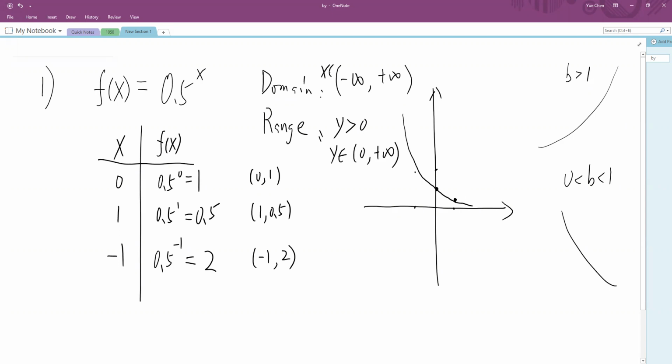So x belongs to, because this is the domain. Domain is about the x input. The range is about the output. Okay, so this is this problem.